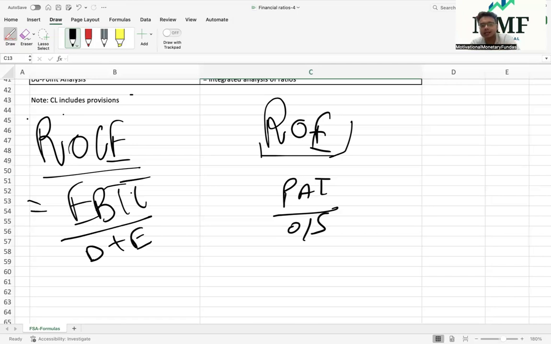Now, ROCE, the return on capital employed. You have EBIT in the numerator, correct? And you have the debt plus equity in the denominator. EBIT in the numerator, and debt plus equity in the denominator, correct?